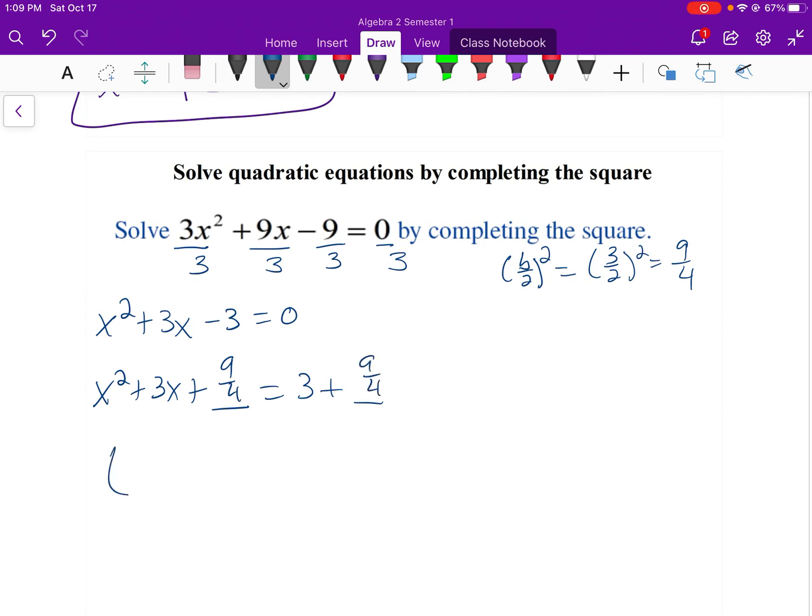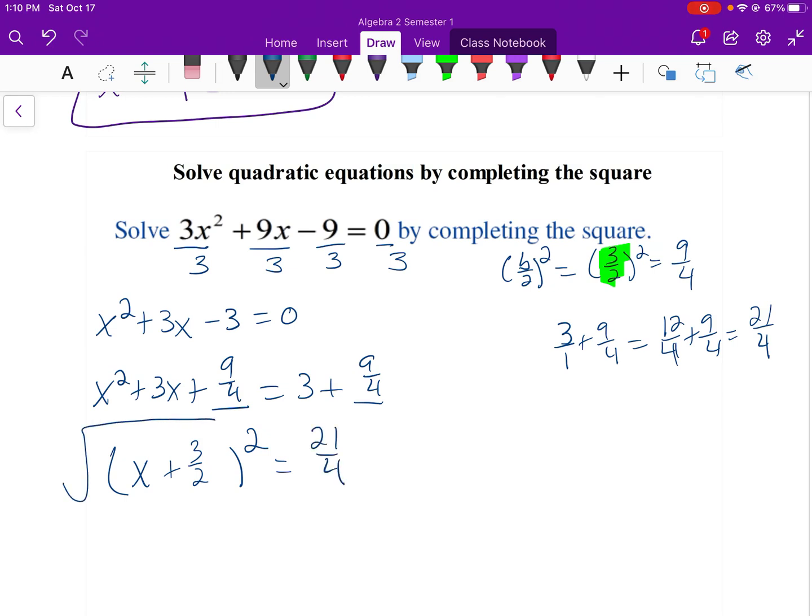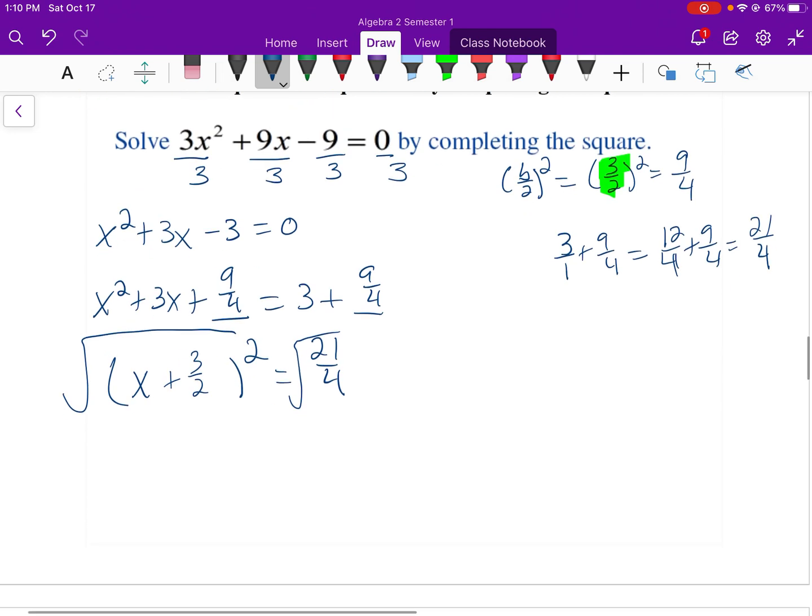Okay, so then again, when I write my perfect square now, x plus 3 halves is equal to 3 plus 9/4. Multiply top and bottom by 4 on that 3 over 1, so we got 12/4 plus 9/4, or 21/4. Okay, so then we got 21/4 on this side. We're to the point of square rooting.